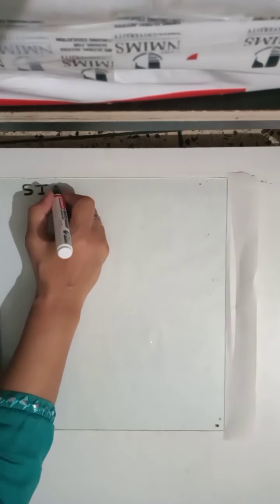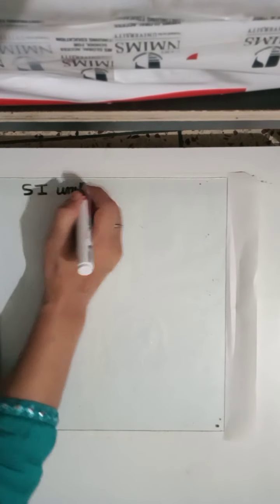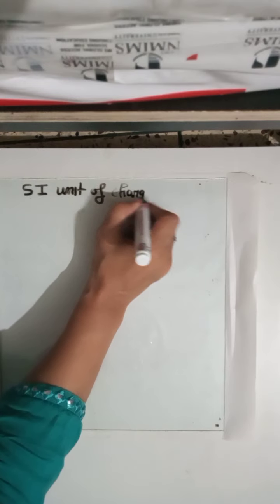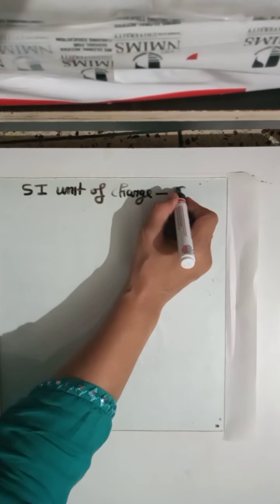SI unit of charge is Coulomb. As you know, first topic is electric charge. Now its SI unit is Coulomb. How can we define Coulomb?